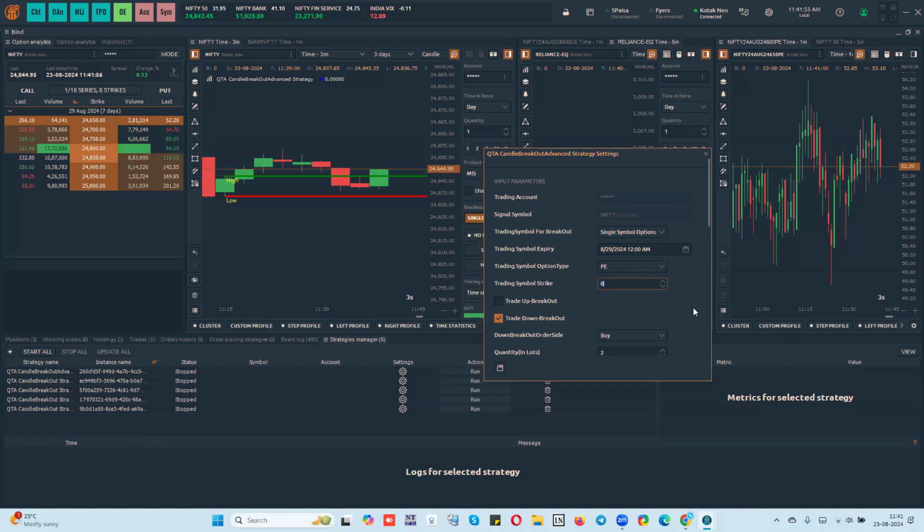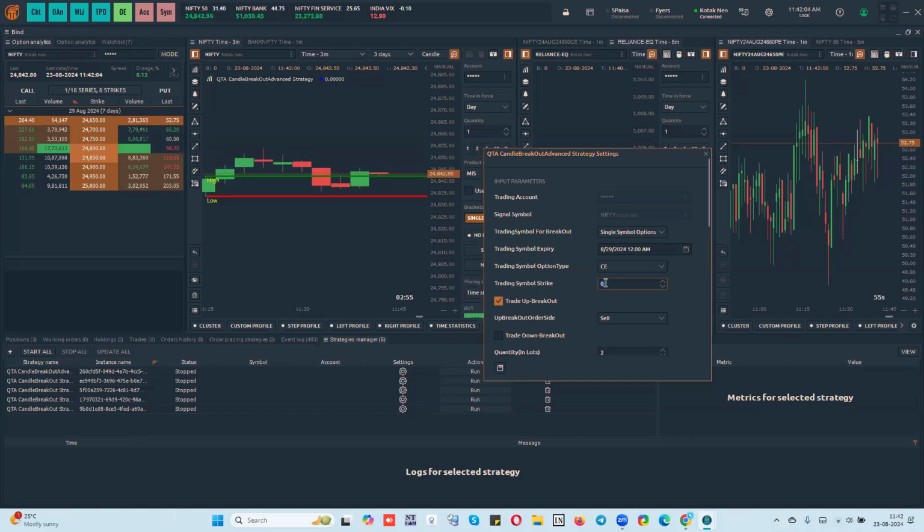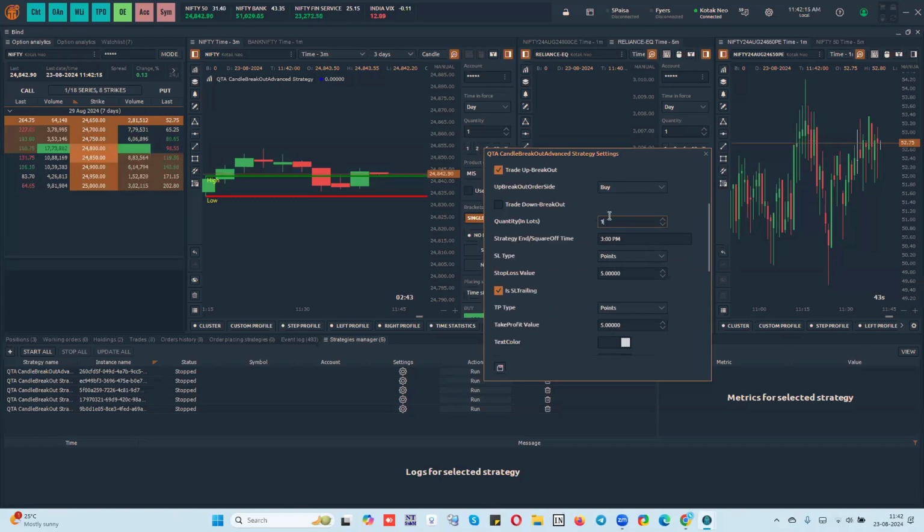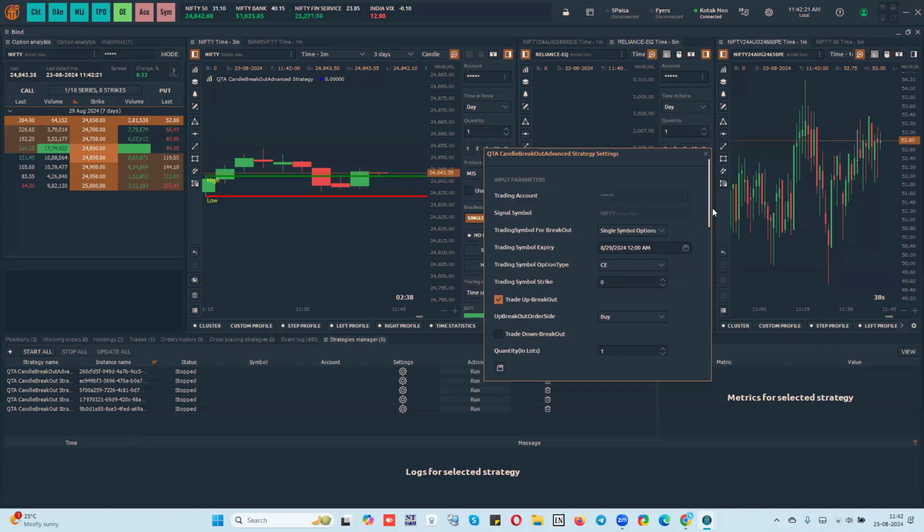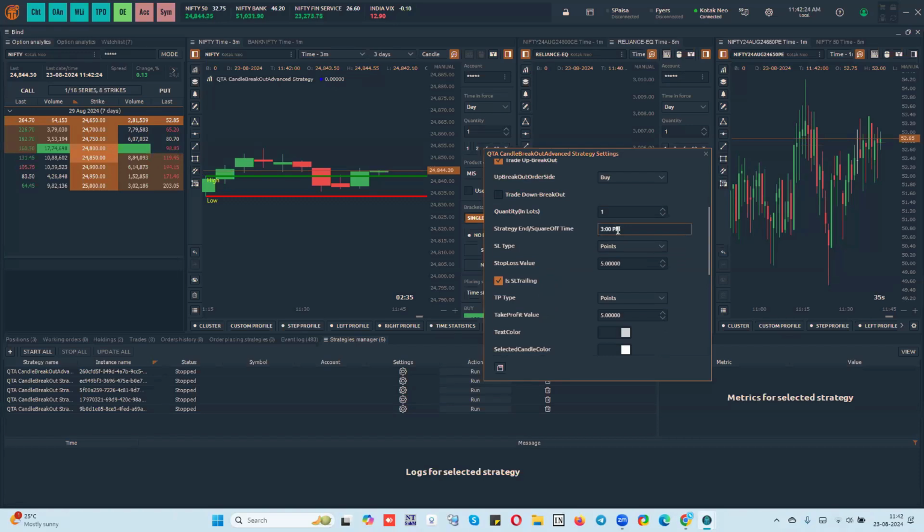So let's do a trade on the call option for the time being. I will select call option at the money. I will not put anything here. At the money strike is 24,800, and I will do a buy call. Quantity I select is 1. I'm not selecting the down breakout. I'm selecting the time as it is. All other parameters of percentage, stop loss, take profit, everything will remain the same. If I want trailing, I can enable it.